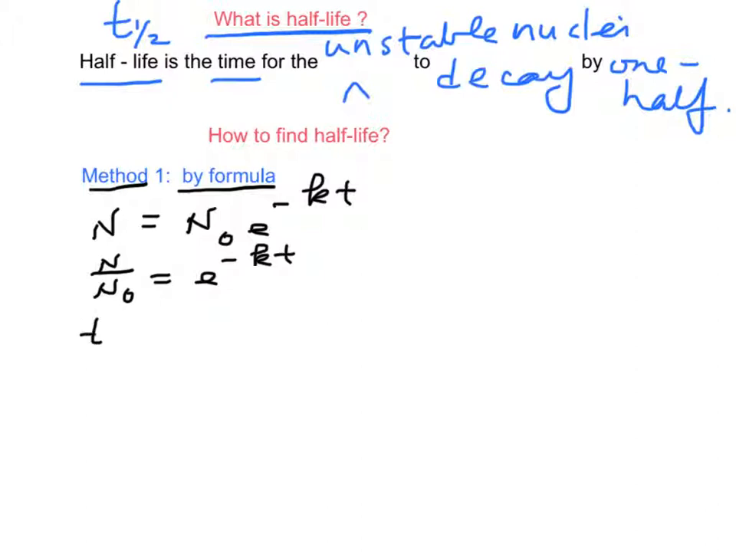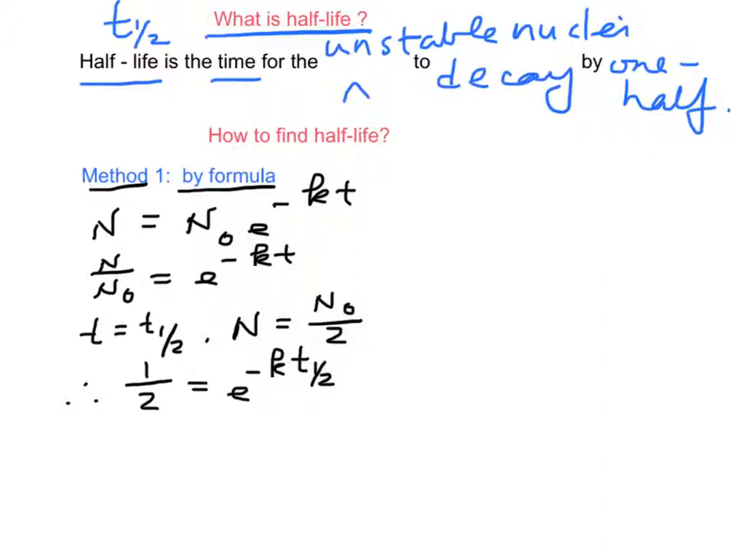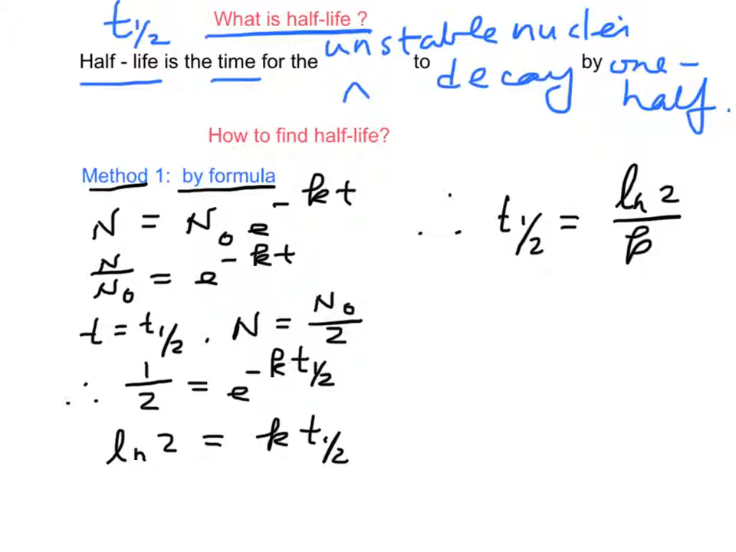When time equals the half-life, N becomes N naught over 2. Therefore, we have 1 over 2 equal to e to the power negative k times the half-life. Log 2 equals k t half-life. Therefore, the half-life for a radioactive nuclei is equal to log 2 over k.